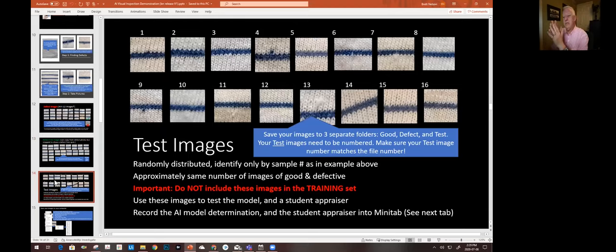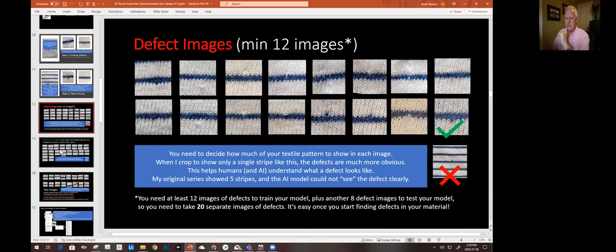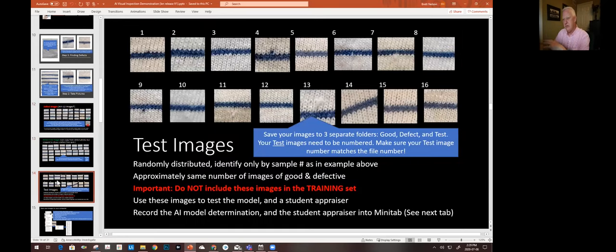Okay, then you need a third set of images. So these have to be a mix of defect and non-defective pictures. And they can't be the same ones. It can't be any of these or any of these. It has to be a new set, a different set of defects and a different set of good pictures.